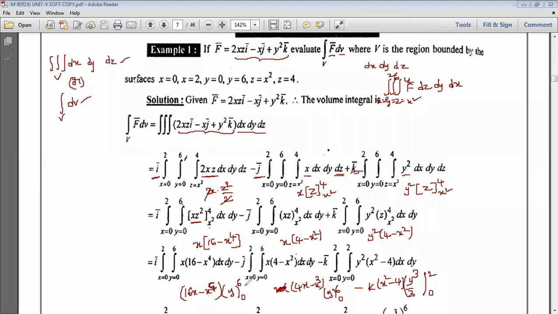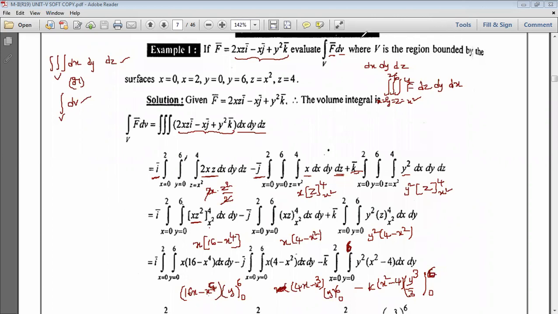Now we need to substitute the limits in that, right? So we need to substitute the limits here. I think the y limits are what? 0 to 6. So here also 0 to 6. And then we need to substitute the limits and then we'll proceed further.